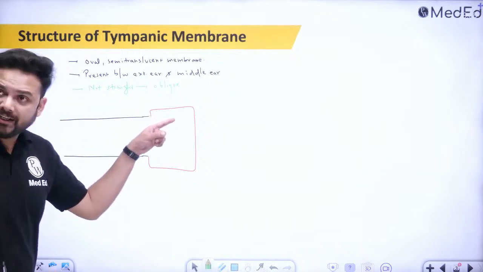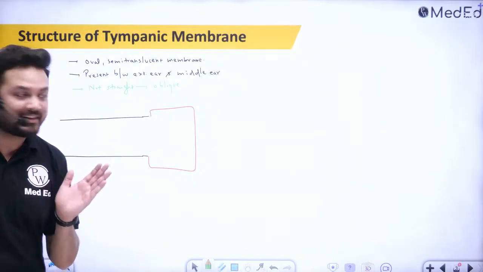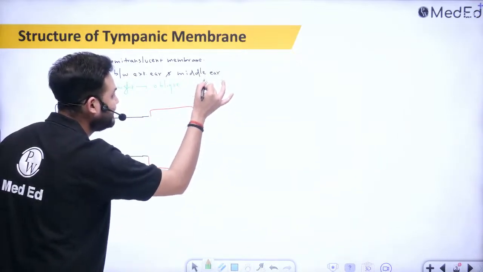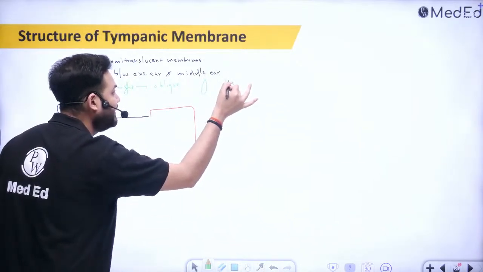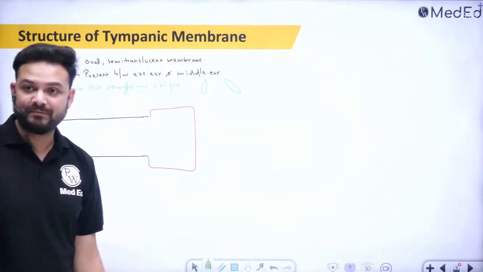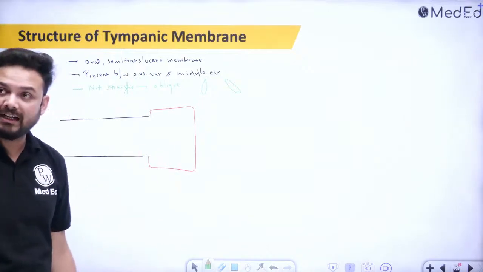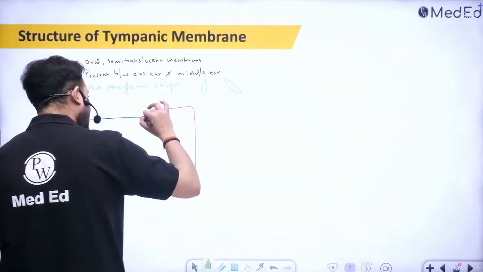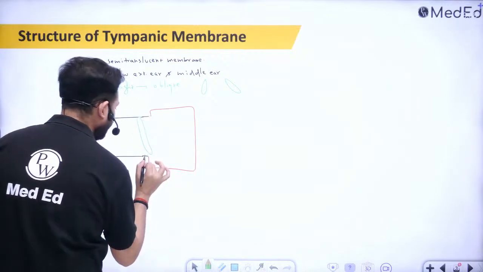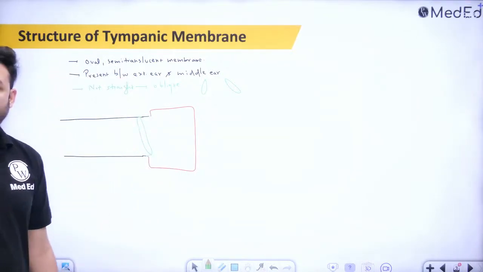It is not straight. It is obliquely placed. That means the tympanic membrane is oblique. It is not placed like this. Rather, it is placed in this direction. So when I draw the tympanic membrane between the external as well as the middle ear, it will be directed in this particular direction. It is a little oblique. Okay, you can see that?